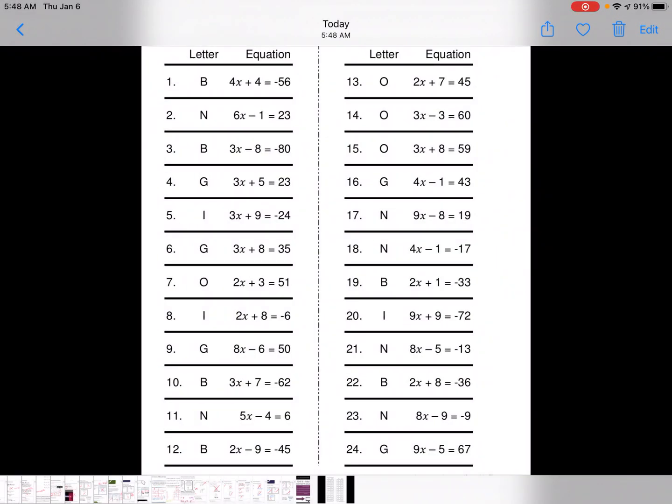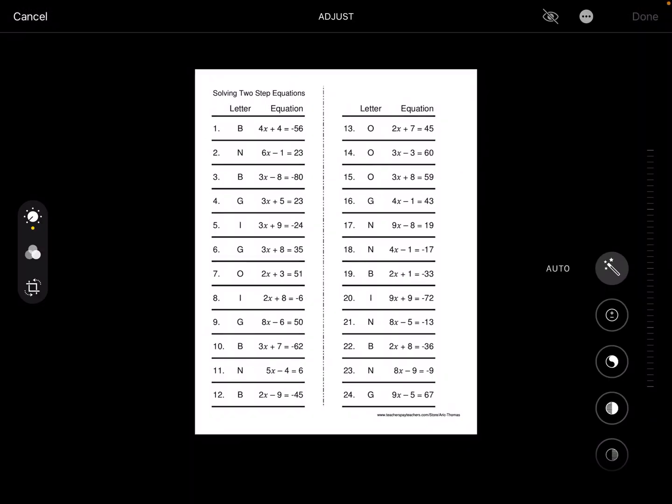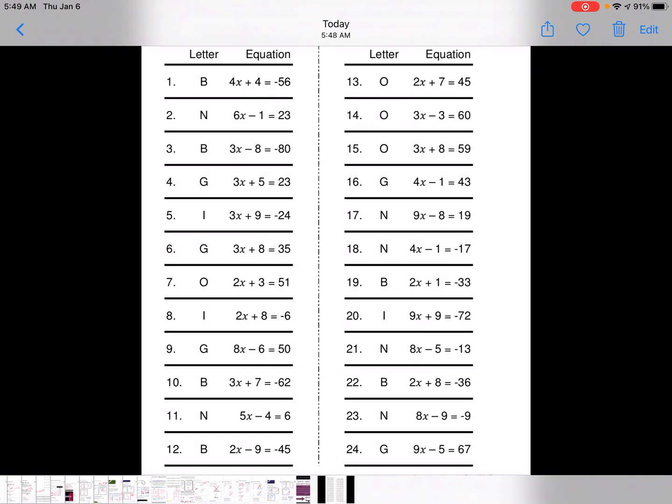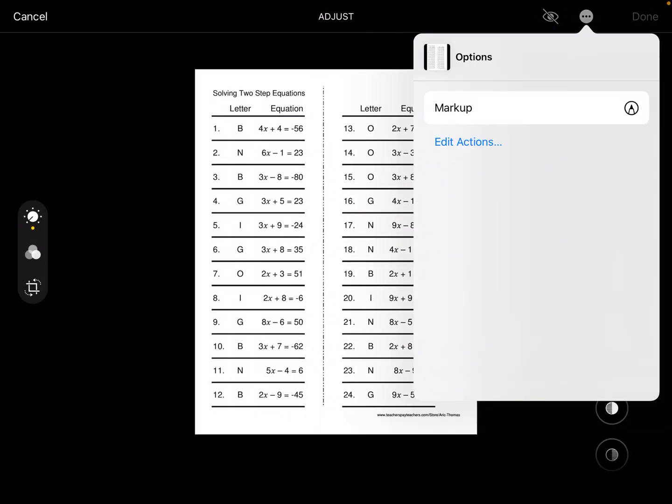Okay, so today if you're in class, we're playing bingo, but you're not in class, so you're not playing bingo, but that's okay. So we're going to be working on two-step equations, and we're going to be really deliberate in how we're solving those two-step equations. We want to make sure that we're solving them correctly, which means that we're using the same steps every time.